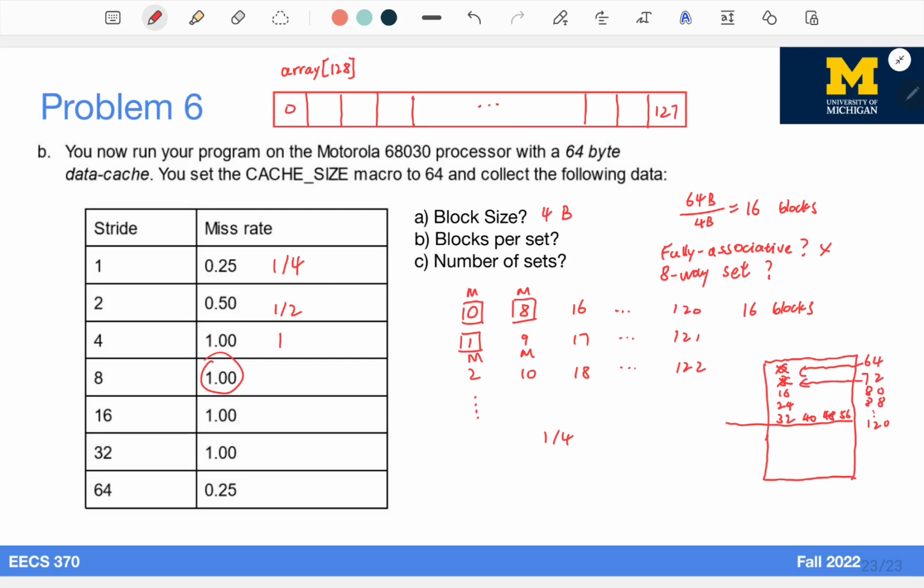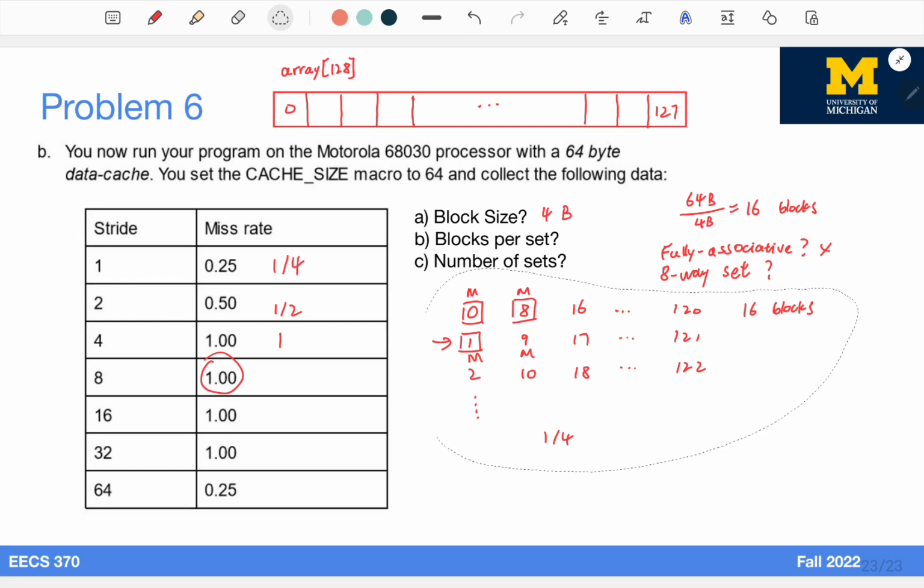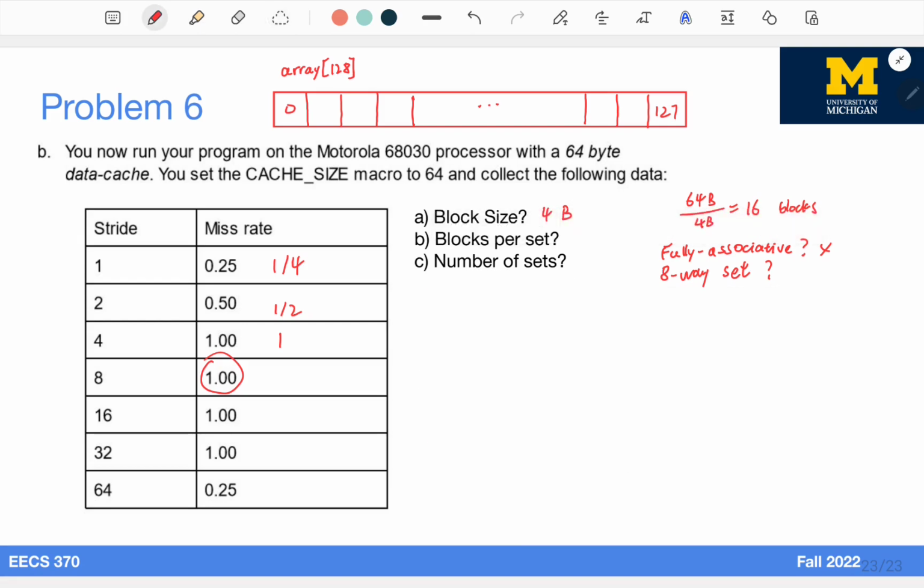And when we come back to 1 in the next iteration, we will find that the block for 0 has already been evicted. Okay, so currently the 8-way set associative cache meets our assumption and is consistent with the question. So let's just keep using this assumption for stride equals 16. And when stride equals 16, we will access 0, 16, 32, 48, and so on, until 1.